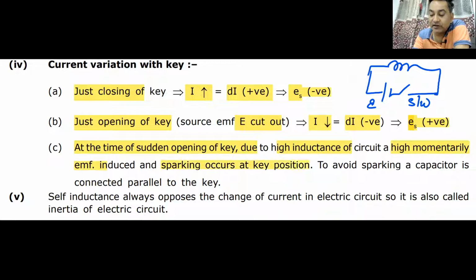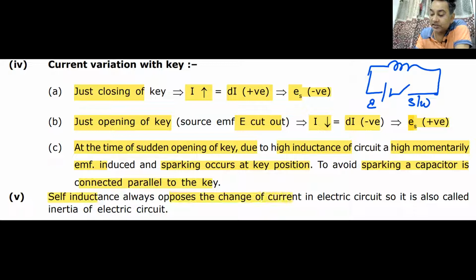At the time of sudden opening of the circuit, due to high inductance, a large momentary EMF is induced and sparking occurs. So you may have seen a spark. That sparking occurs because of this inductance. To avoid sparking, a capacitor is connected parallel to the key. Remember that. How do you avoid sparking? Connect a capacitor, it will store that energy.